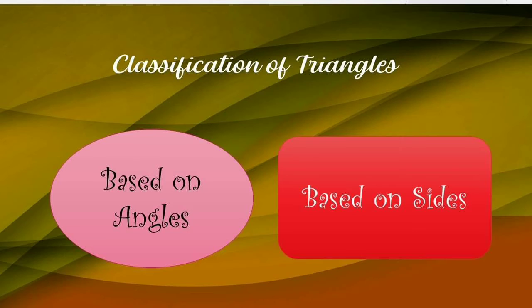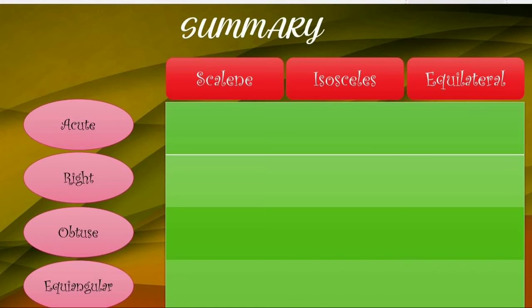Okay, so napag-aralan natin ngayon ang classification of triangles based on angles and based on sides. Pag-aralan nating mabuti ang mga triangles, titingnan natin kung ang based on angles at based on sides ay pwedeng pagsamahin. Okay, ang acute ba ay pwedeng maging scalene triangle? Yes, pwede siya. Since all the angles in a scalene triangle are all acute angles.